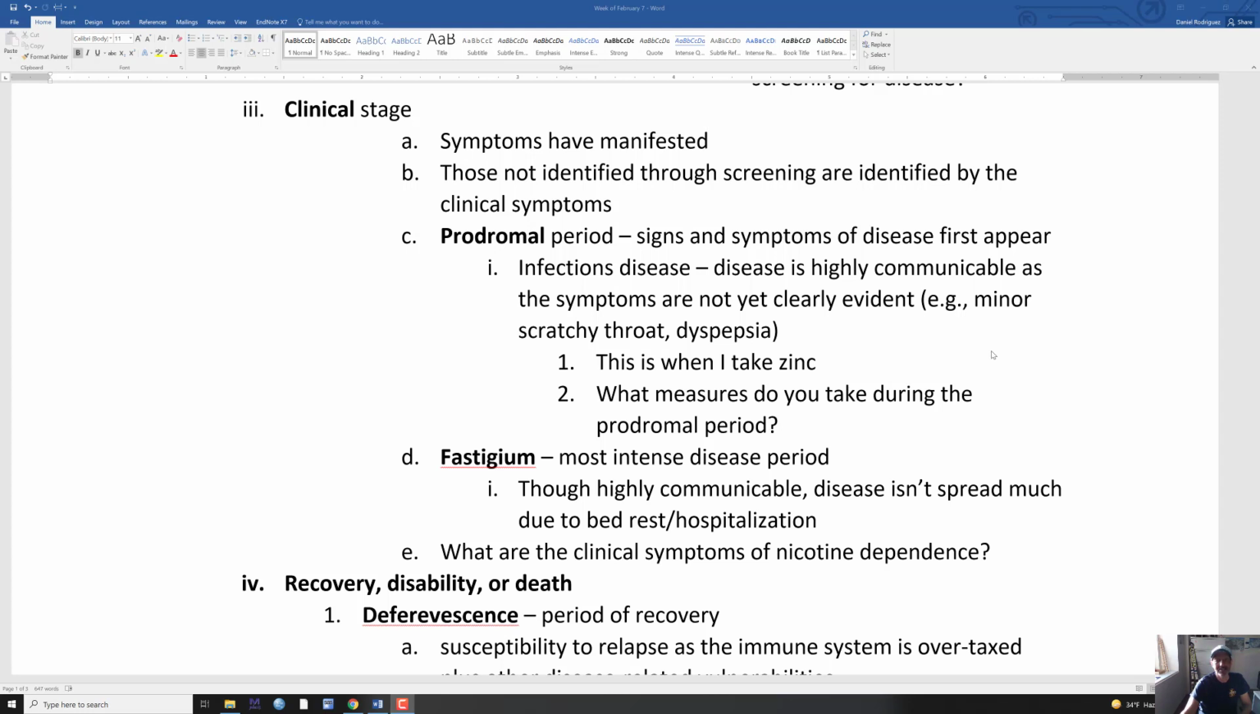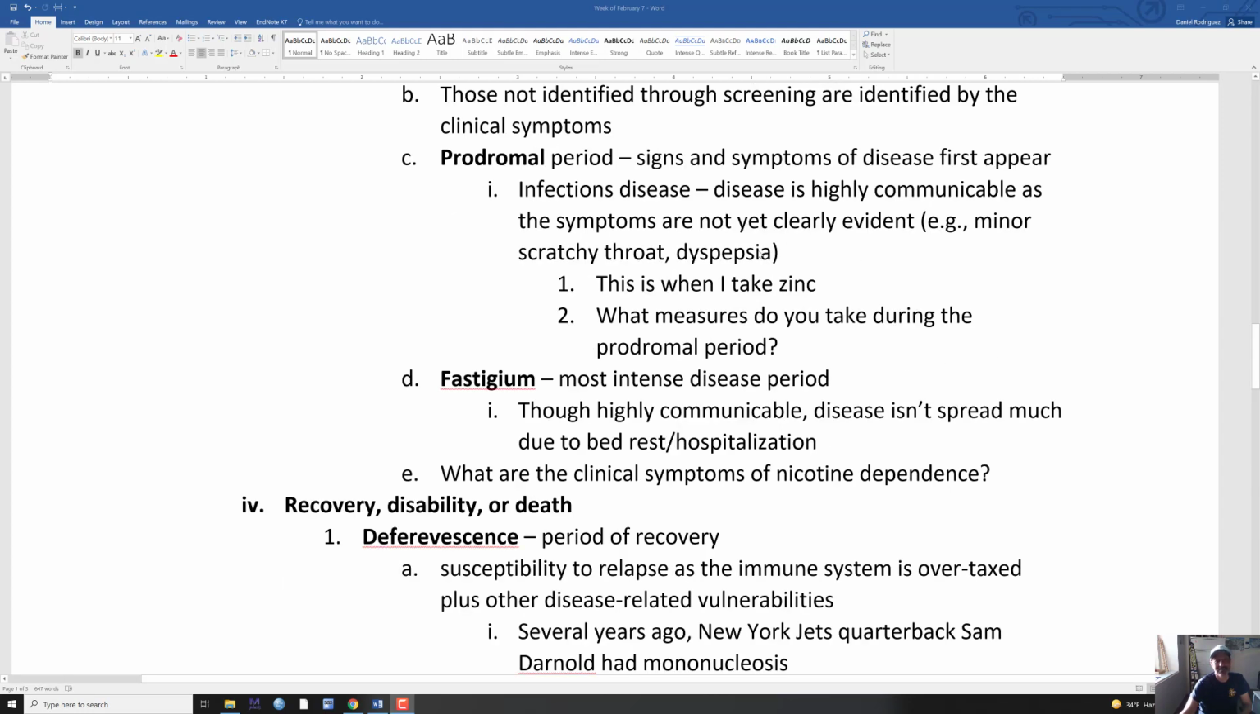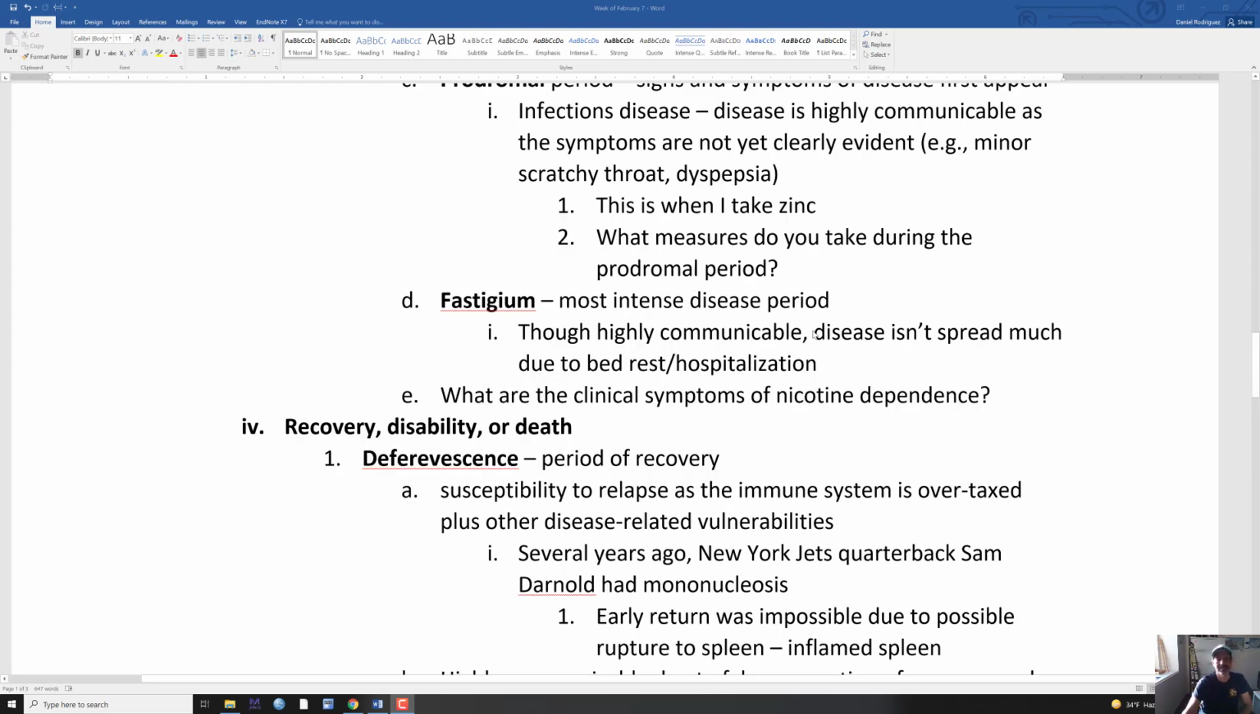Like, I'm a zinc taker, so when I get any kind of minor symptom, I jump on the zinc, right? And for me, I believe it works, although it may be just a placebo effect. I'm not really sure yet, but for me, it works. So what do you do during a prodromal period? Think about it for a second. What are the things that you actually engage in to try to curb the intensity of the disease?